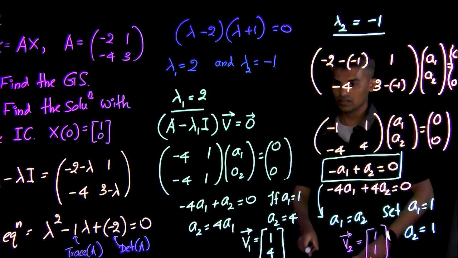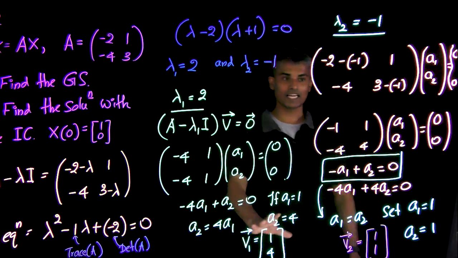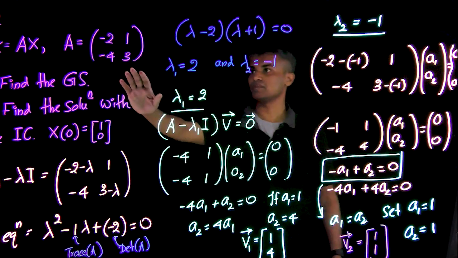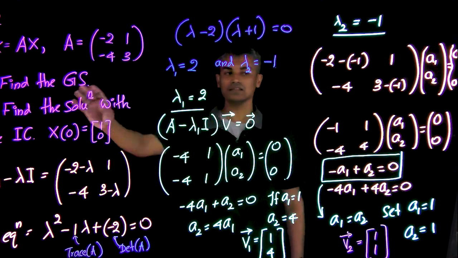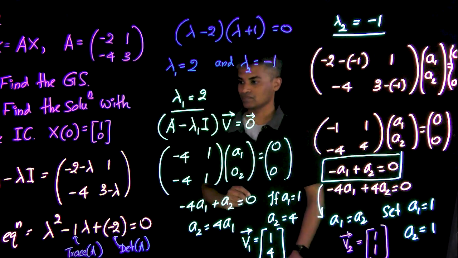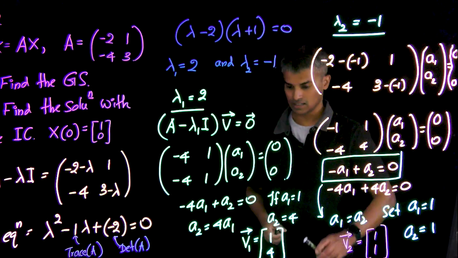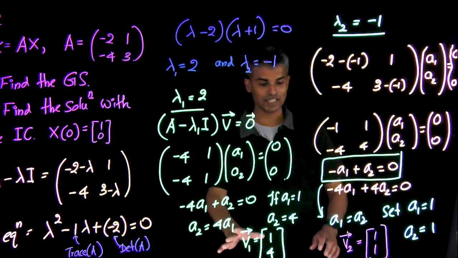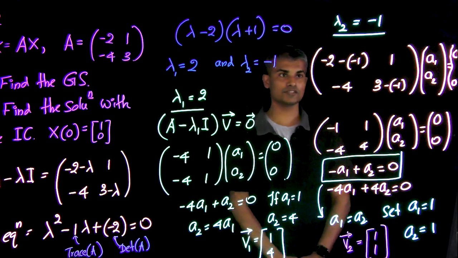So, we have found the eigenvalues and eigenvectors for this matrix A. The next step is to get the general solution, and to get the general solution we need to consider a linear combination of the solutions that come from these two eigenvalues.